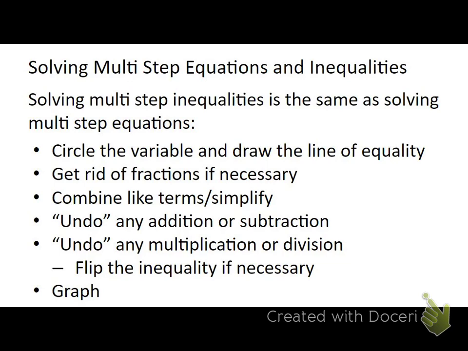After that step, we're going to combine like terms or simplify. Once we get through all those steps, we're going to undo any addition or subtraction. So any addition or subtraction that's listed, we're going to undo that. Then after that, we're going to undo any multiplication or division. We do those again at the same time. It does not matter which comes first, going left to right. Whichever comes first from left to right is the one that we solve. And then if necessary, we're going to flip the inequality and then graph if need be, if it's an inequality and not an equation. Now, these undo things, you're basically looking at PEMDAS backwards, okay?